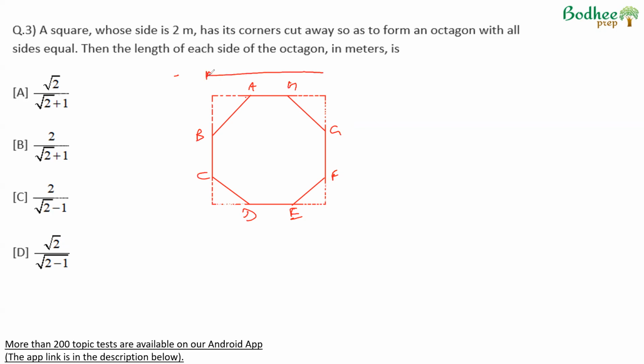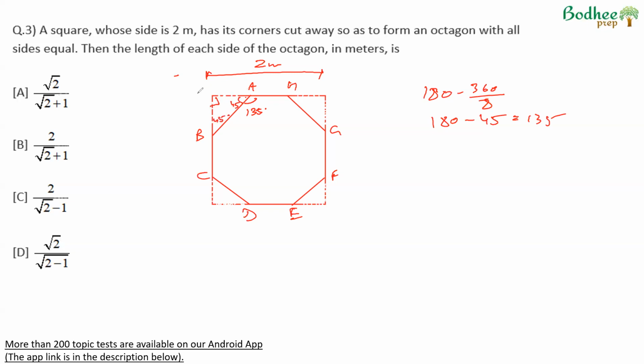Now, the side of the square was 2 meters. Also, we know that in an octagon, the angle here is 135 degrees. This can be found out by 180 minus 360 by 8. It will be 180 minus 45, which is 135 degrees. Since this is a straight line, this will be 180 minus 135, which is 45. This is 90 degrees, this will be 45 as well.